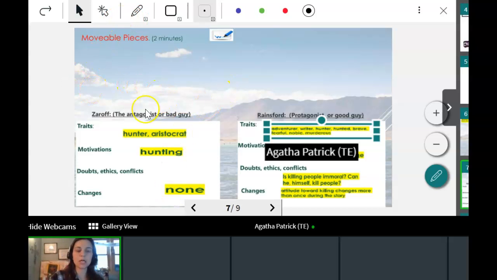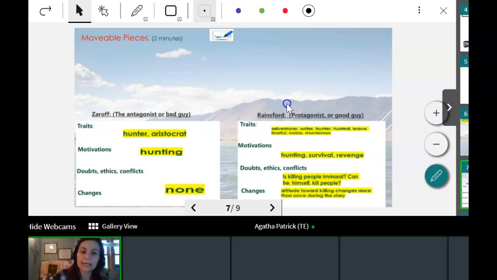So we have our character Zaroff, the bad guy. His traits are he's a hunter and aristocrat. His motivations are hunting. His doubts, ethics, conflicts, he has none. Changes, he has none. Now, Rainsford, our protagonist, our good guy, his traits are he's an adventurer, writer, hunter, hunted, brave, fearful, noble, and murderous at the end.